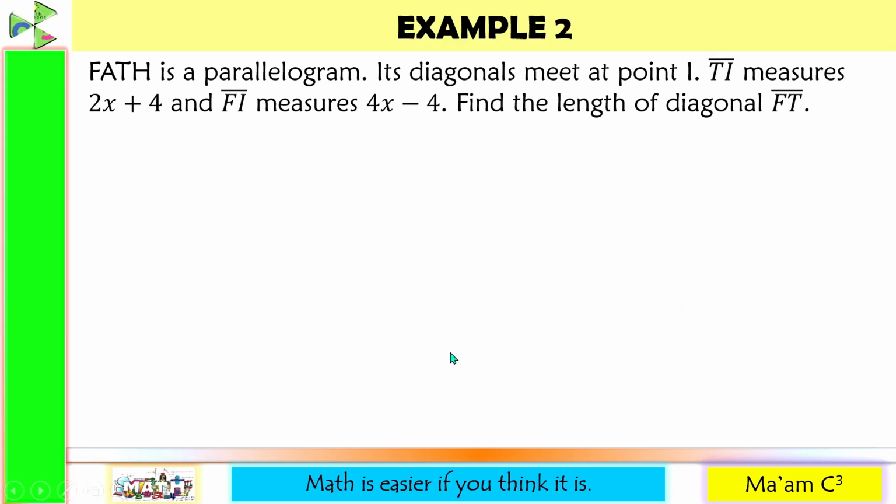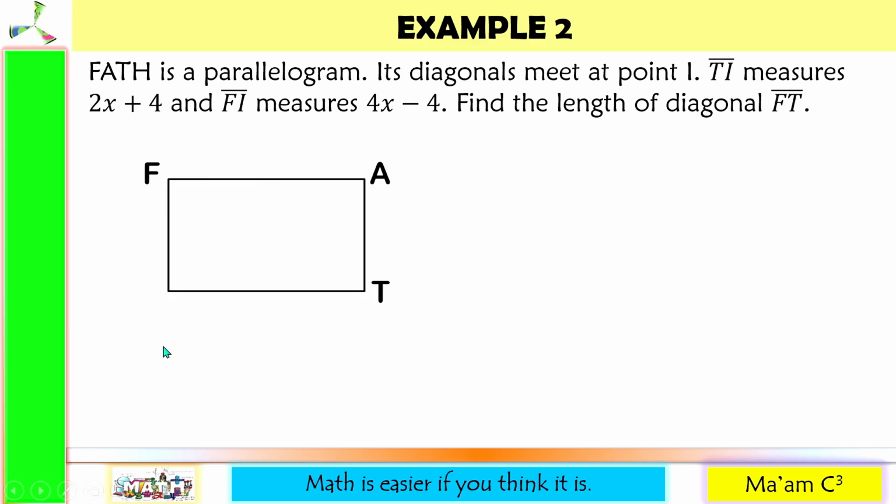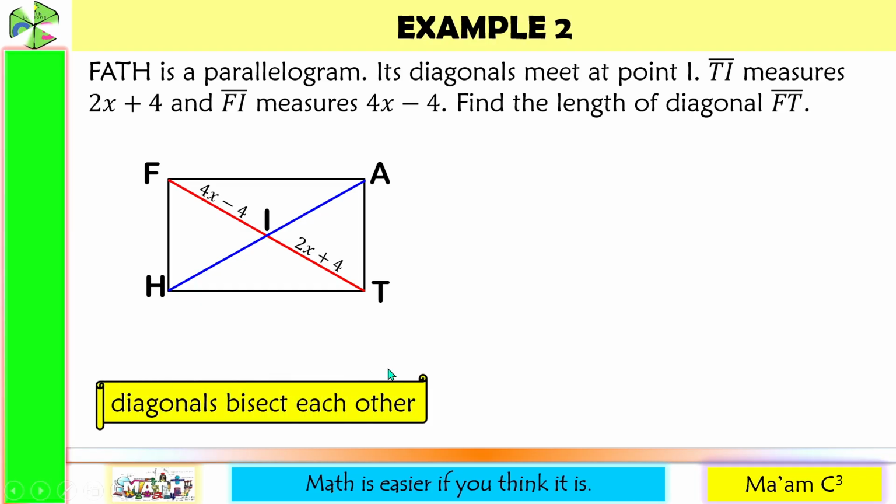Let us draw a parallelogram. This is vertex F, A, T, H. Its diagonals meet at point I. TI measures 2x plus 4, while line segment FI measures 4x minus 4. Find the length of diagonal FT. Let us recall one of the properties of a parallelogram, and that is diagonals bisect each other, meaning line segment FI is congruent with line segment TI.